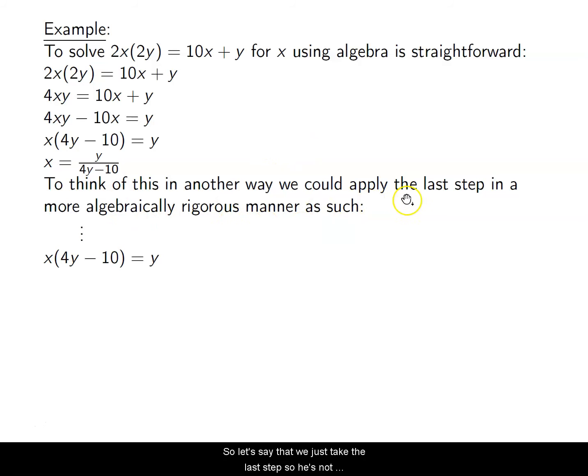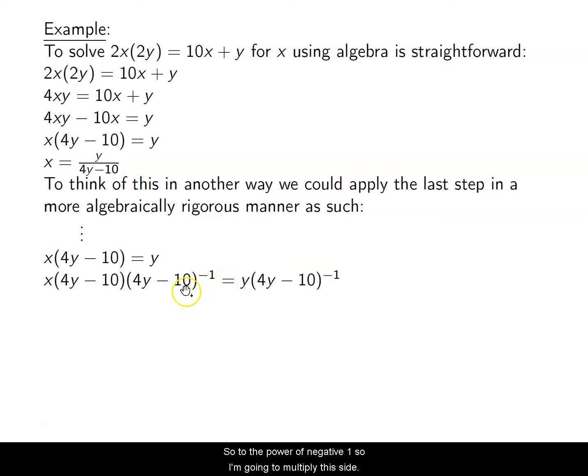So let's say that we just take the last step. These dots mean I worked all of these 3 previous steps here, and I got to this result, okay? So I did everything the same, and I got here. So instead of dividing both sides by 4y minus 10, I'm going to multiply both sides by the inverse of 4y minus 10. And when I say inverse, I don't mean the inverse as in a function inverse. I mean the reciprocal, okay? So to the power of -1. So I'm going to multiply this side times 4y minus 10 to the -1 power.